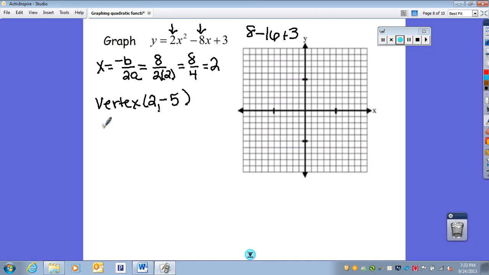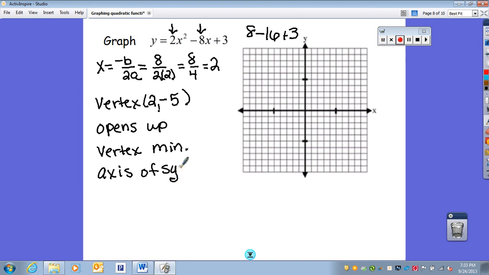Taking a look at my leading coefficient, which is a positive 2, tells me that my parabola opens up. Since my parabola opens up, I know that my vertex is a minimum. And my axis of symmetry, remember, passes through my vertex and has the same x value as the x-coordinate of my vertex. So x is going to equal 2. If I plot my vertex at positive 2, negative 5, I now want to have other points.